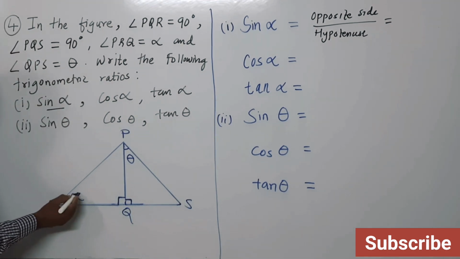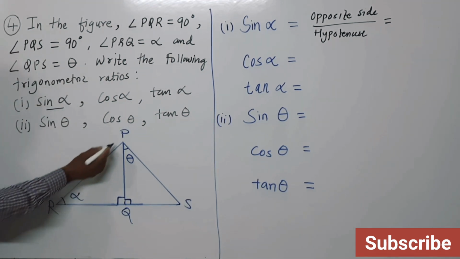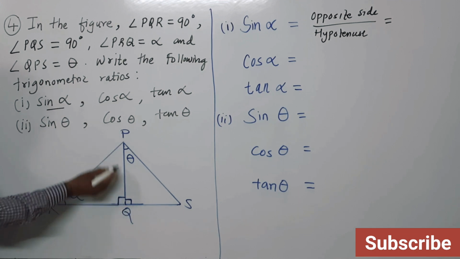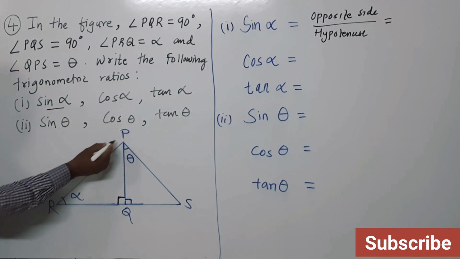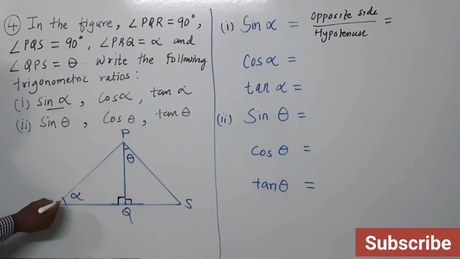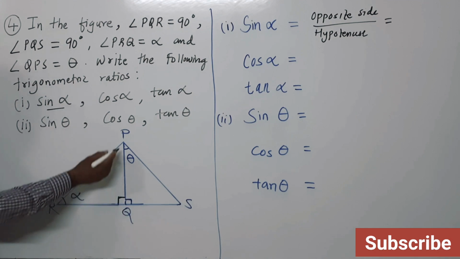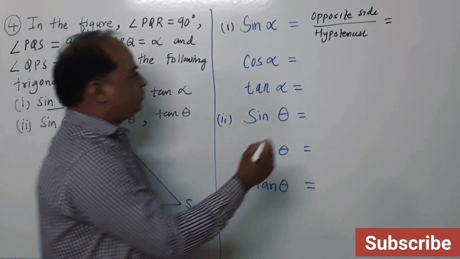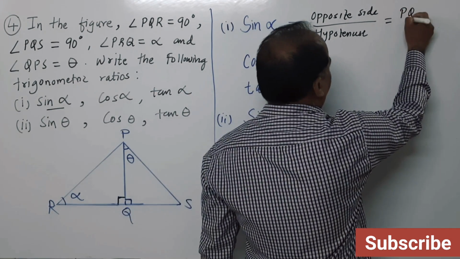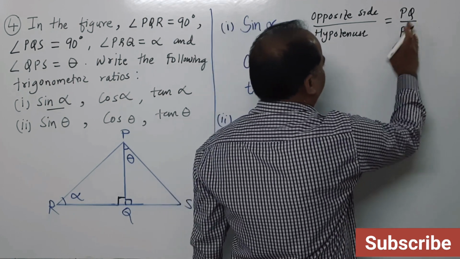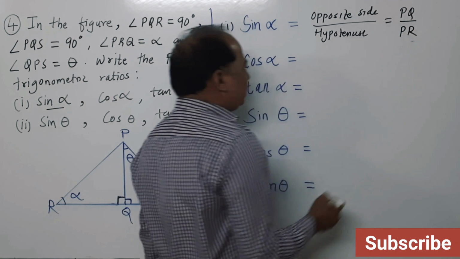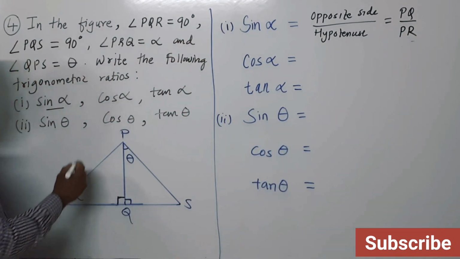In this, the opposite side to angle alpha is side PQ, and the hypotenuse is the side opposite to 90 degrees in triangle PQR, that is side PR. So sine alpha is PQ upon PR.